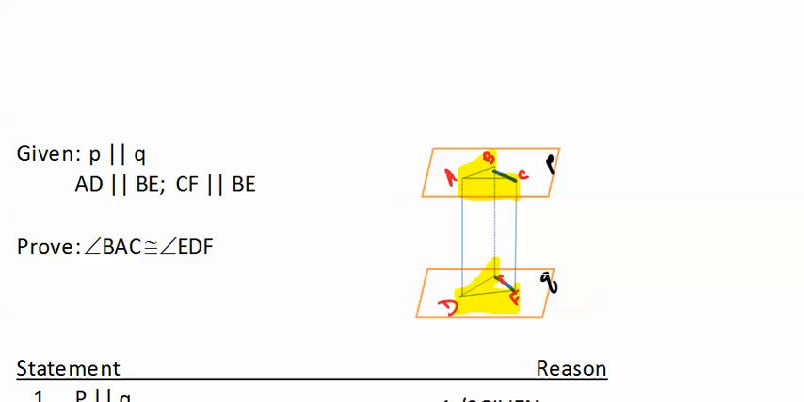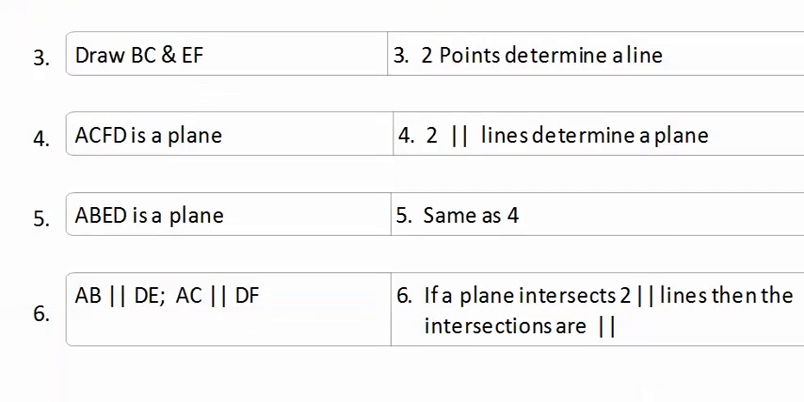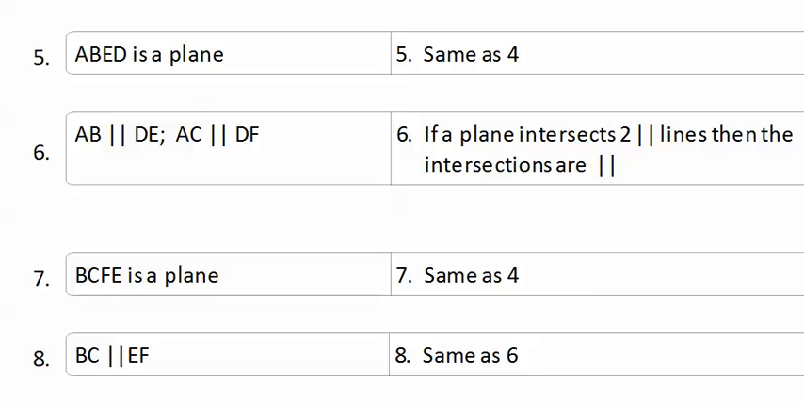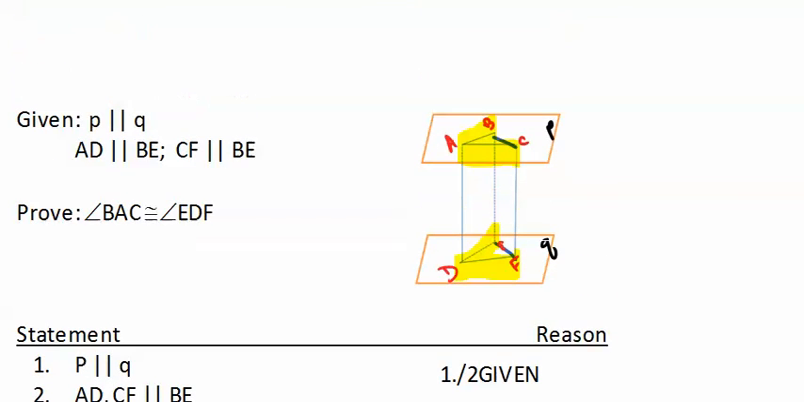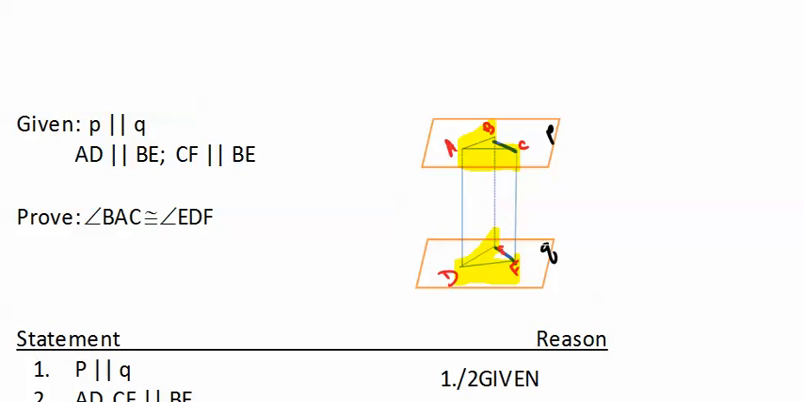And we'll do that with the third side as well, BCFE being a plane, and then BC being parallel to EF. Now, let's think about why we would do that. Well, if I know that this right here is parallel to this, and I already know that AD is parallel to BE, if you see that figure in the back, it's actually a parallelogram now because we established two pairs of parallel sides. The same can be said with the other two planes.